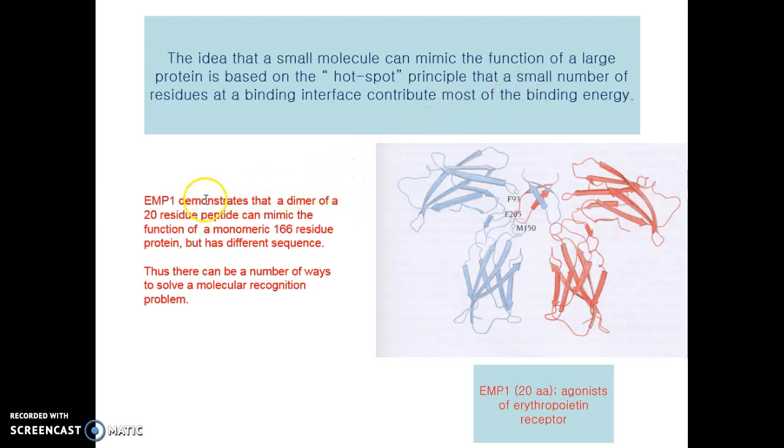The EMP1 selected by fuzzy display from a random peptide library demonstrates that a dimer of a 20 residue peptide can mimic the function of a monomeric 166 residue protein, even though they are different in sequences. Thus, there can be a number of ways to solve the molecular recognition problem.